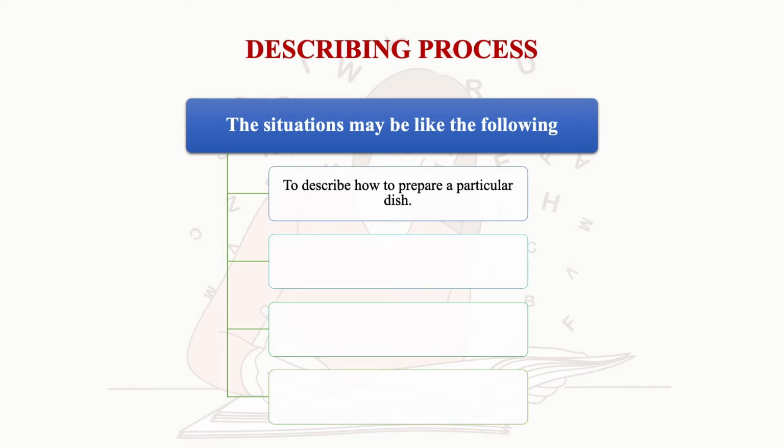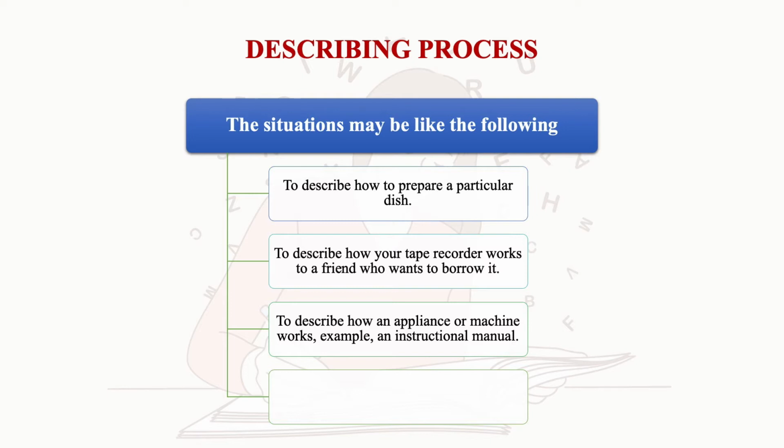Number 1, to describe how to prepare a particular dish. Number 2, to describe how your tape recorder works to a friend who wants to borrow it. Number 3, to describe how an appliance or machine works, for example, an instructional manual. Number 4, to advise your friend on how to apply for a passport or for a post.